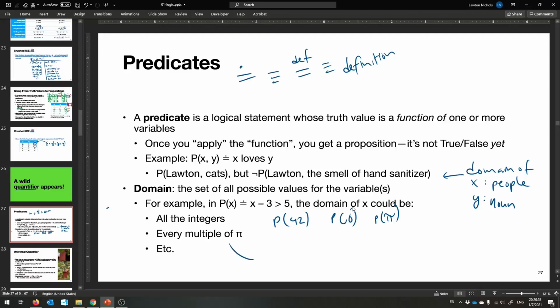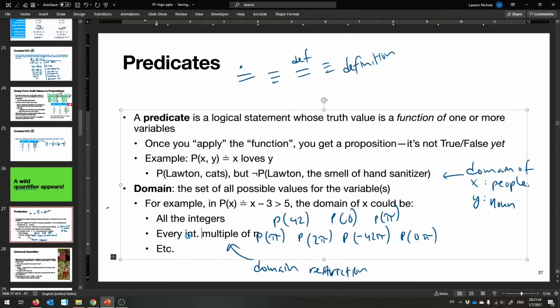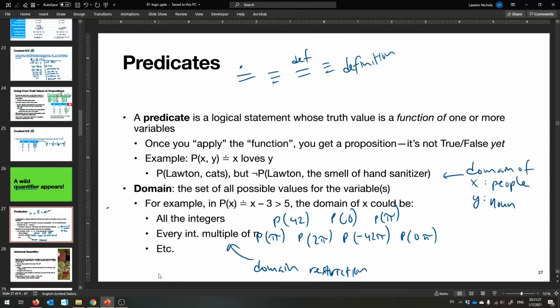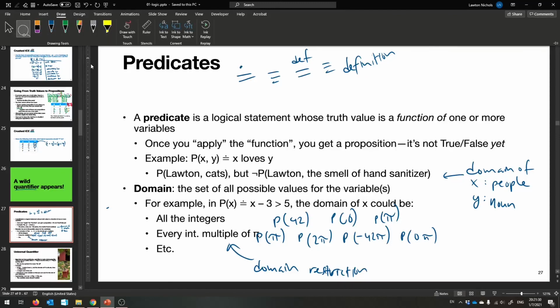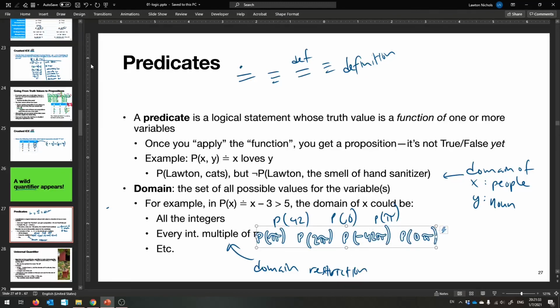Okay, this is called a domain restriction. Normally if you just read it yourself, you'd think, oh yeah, it's any number. But no, we can restrict the domain of P to only be defined or usable when X is a multiple of pi. So you can only use P of pi, P of 2 pi, P of negative 42 pi. Technically, P of 0 is a thing because you can use P of 0 pi, but you get the idea. Every integer multiple of pi, let's say. That's a stronger guarantee. Let's move that over a little bit.